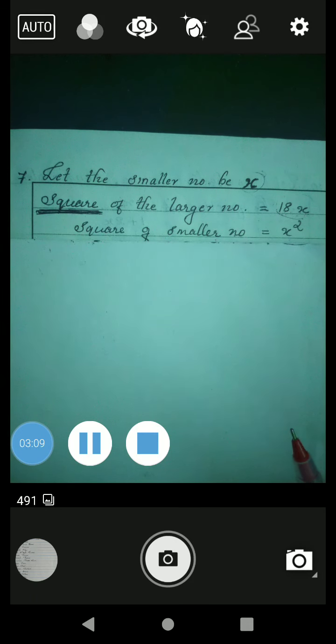So, what is the sum of these two? First you can write the square of the smaller number. Now, you can add these two. What is given? The sum of the squares of the smaller number and the larger number is equal to 208. So, you can make a formula, that is x square plus 18x is equal to 208, and arrange it properly as the standard form of a quadratic equation. What is the standard form of a quadratic equation? Do you remember that? ax square plus bx plus c equal to 0.